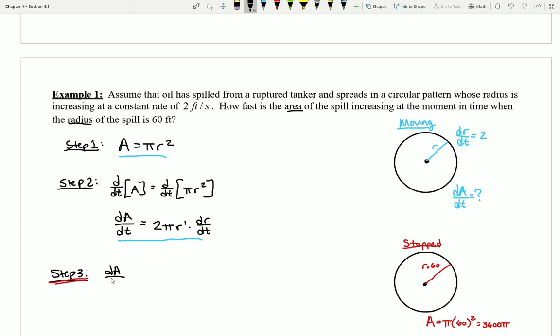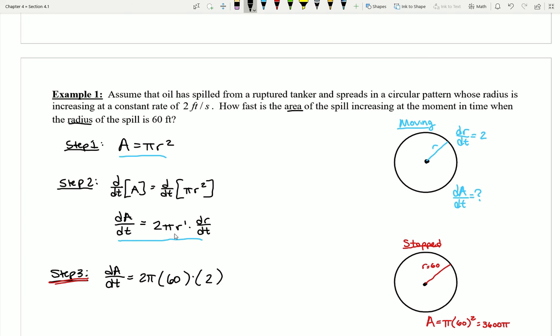So notice what this would force me to actually do is to consider what values I can put in place of r and in place of dr/dt. Well, if I'm in the stopped picture, the value of r is told to be 60, and we were already told back at the beginning that dr/dt is 2. It's always 2. So we can go ahead and just write that value in as well.